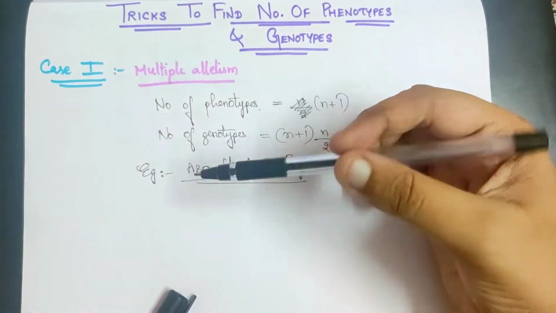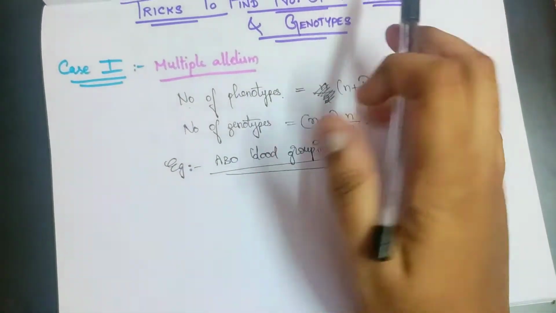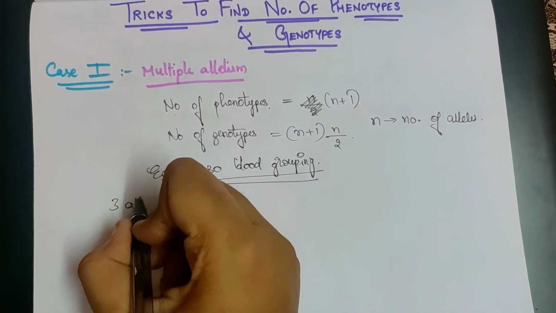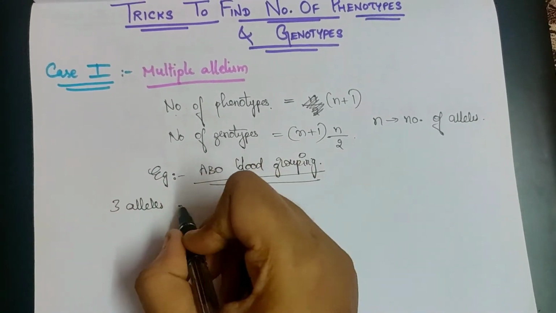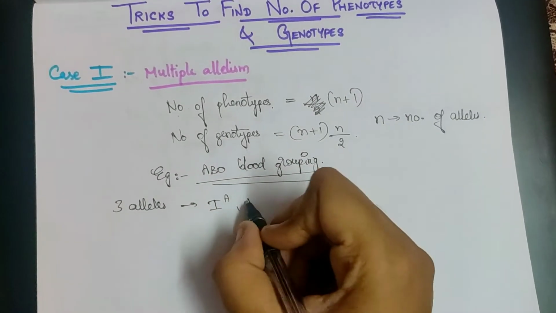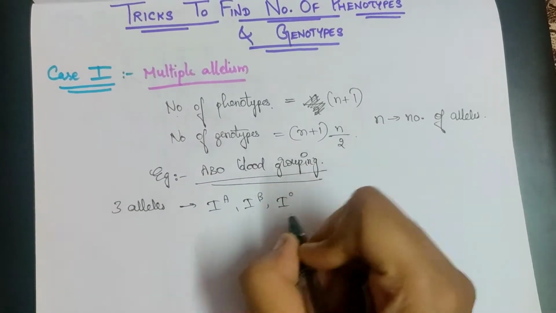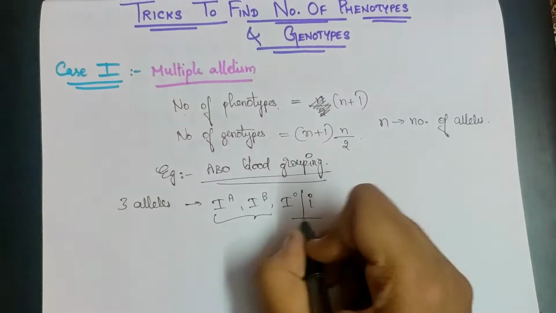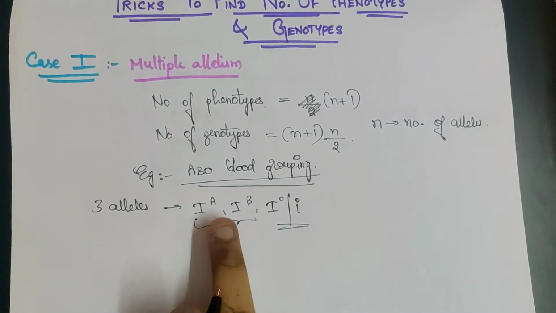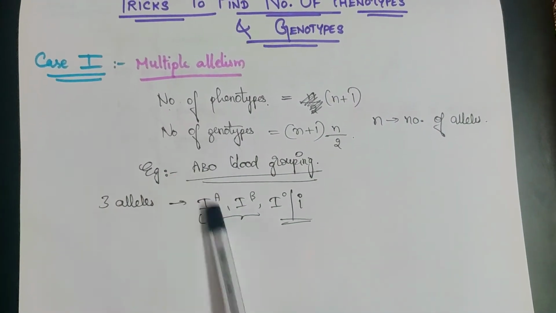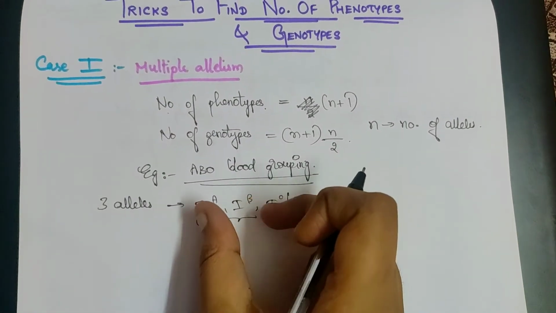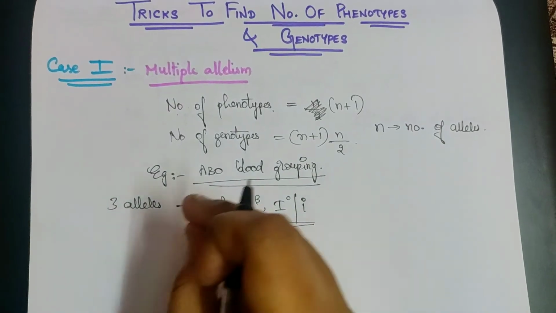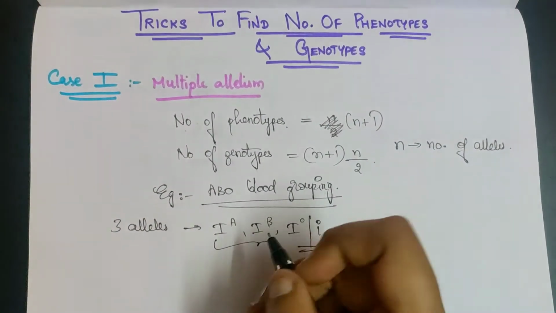Let's have the question of ABO blood grouping itself. We probably know that 3 alleles control the blood grouping in man. What are the 3 alleles? IA, IB and I naught, or small i. These two are dominant over this one, and they also show the codominance character. When IA and IB are both present, you won't get either only IA or only IB. You get IAB, which is the AB blood group.